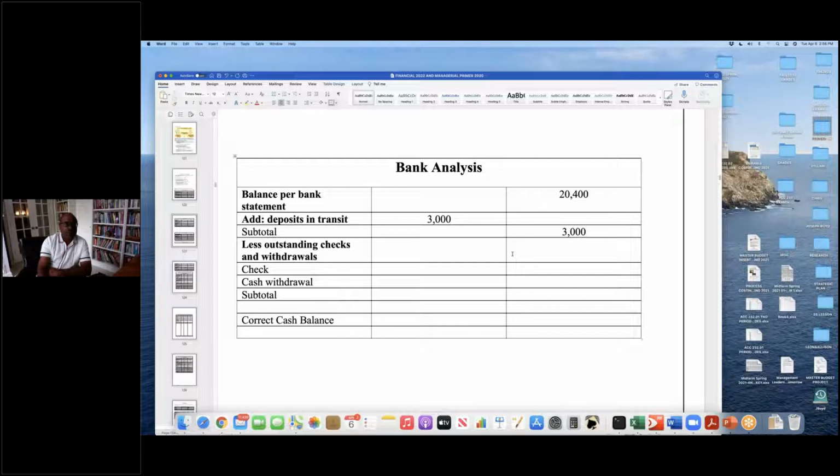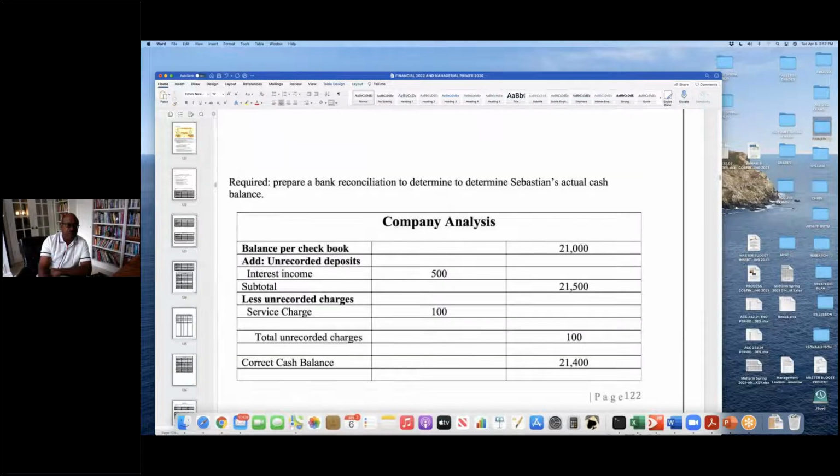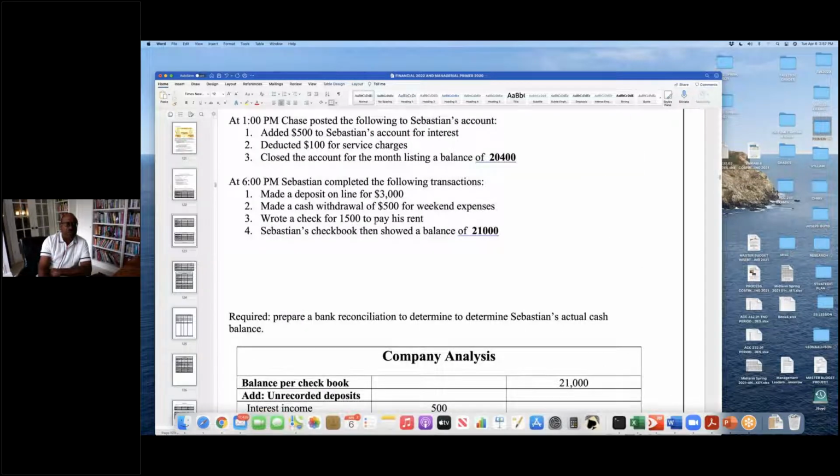Let me just put 23,400. So our subtotal at this point is 23,400. That is, we gave the bank 3,000. They didn't have it, so we're putting that deposit down. Then we're going to put down other items.